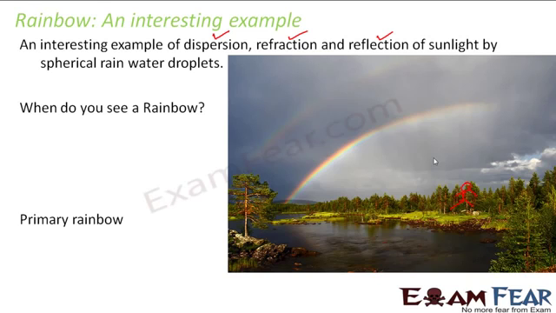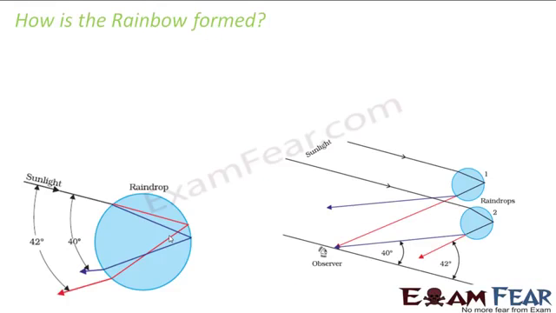Now there are two types of rainbow. One is called a primary rainbow, the other one is a secondary rainbow. Both of them look like the normal rainbow which you would have seen in the sky. The difference between a primary rainbow and secondary rainbow is because of the difference in their formation. Because of the difference in the way they are formed, they are named primary rainbow and secondary rainbow. Now we will look at how the rainbow is formed.